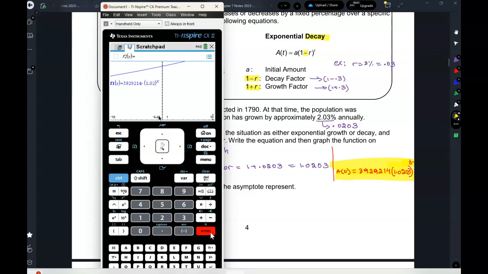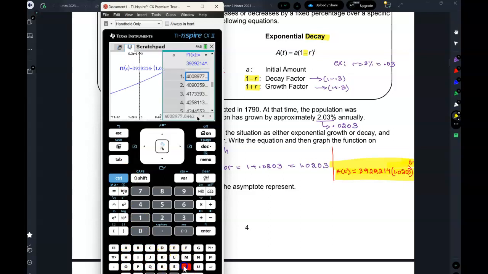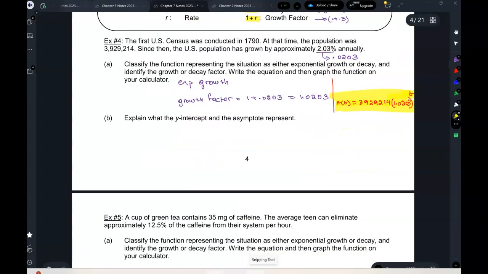It's too small. Now, you can also drag and zoom, okay? So take a look here. Let's find the y-intercept. The y-intercept is when x is 0, right? So if you do Control T, when x is 0, how much is the y-intercept? It's just the initial population, right? That's the y-intercept.